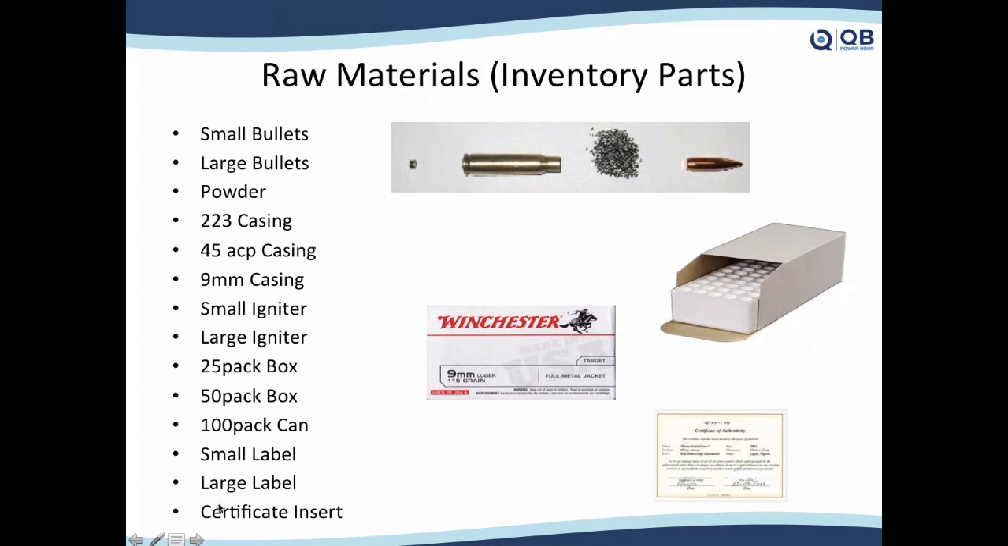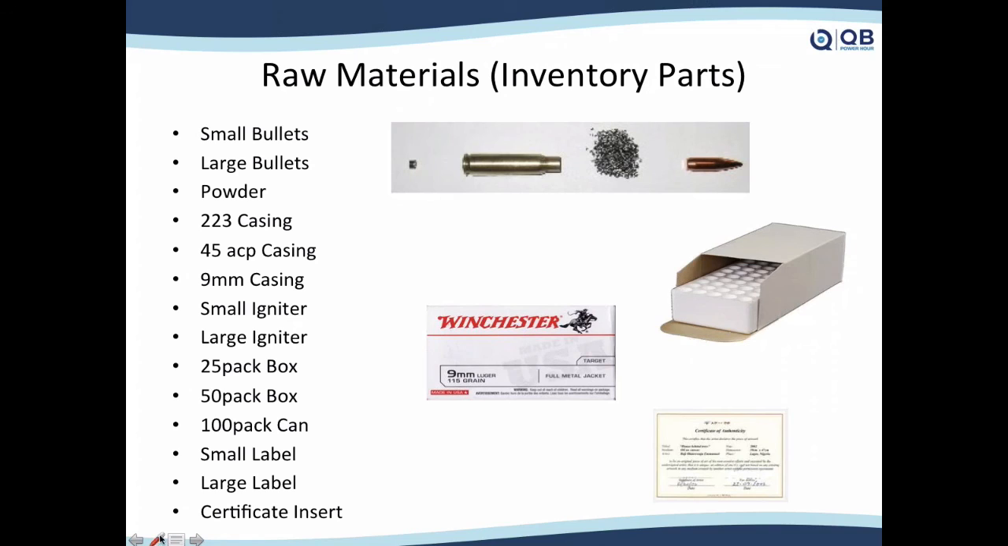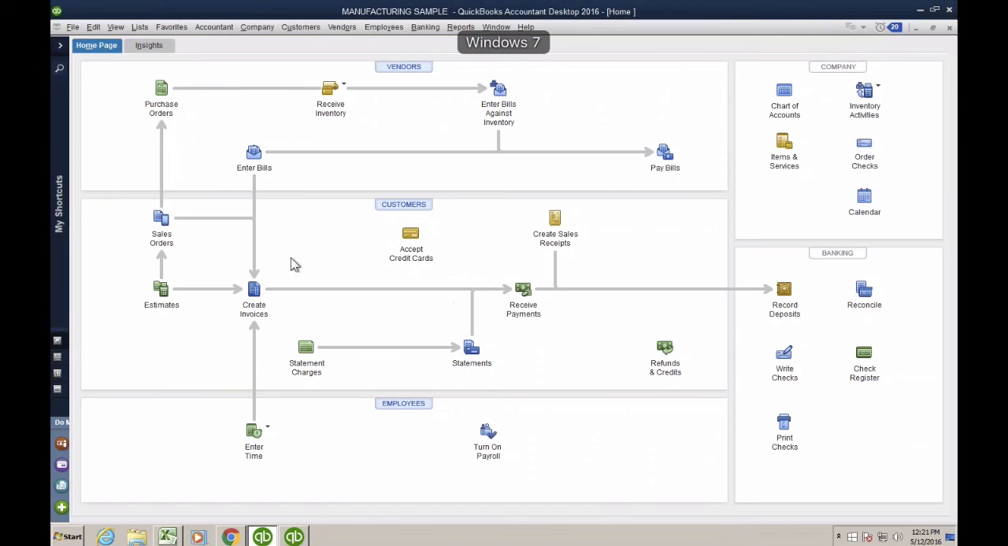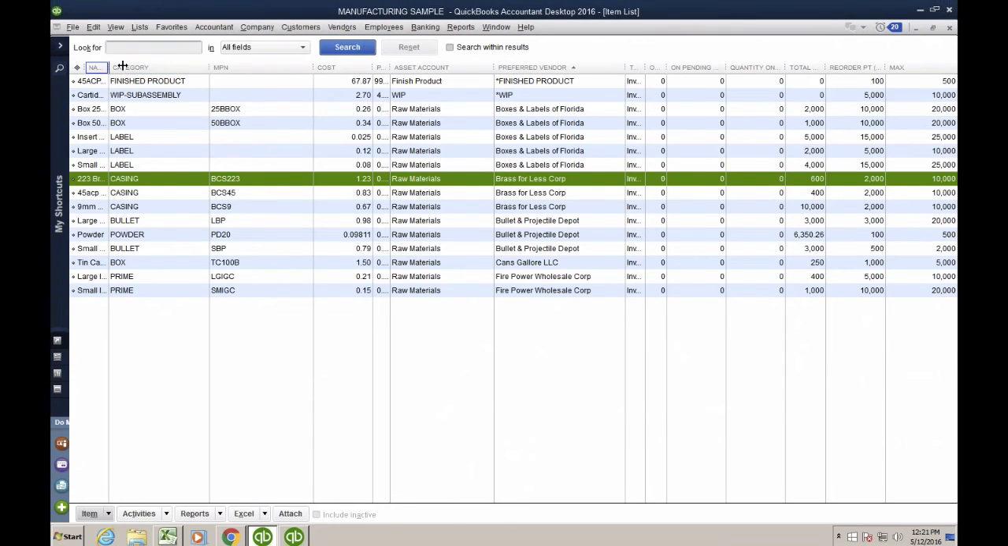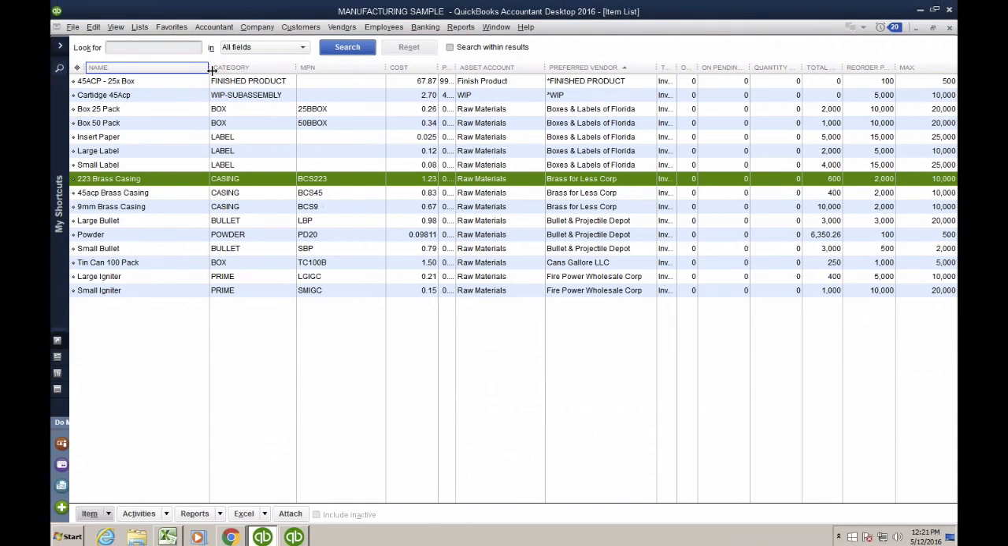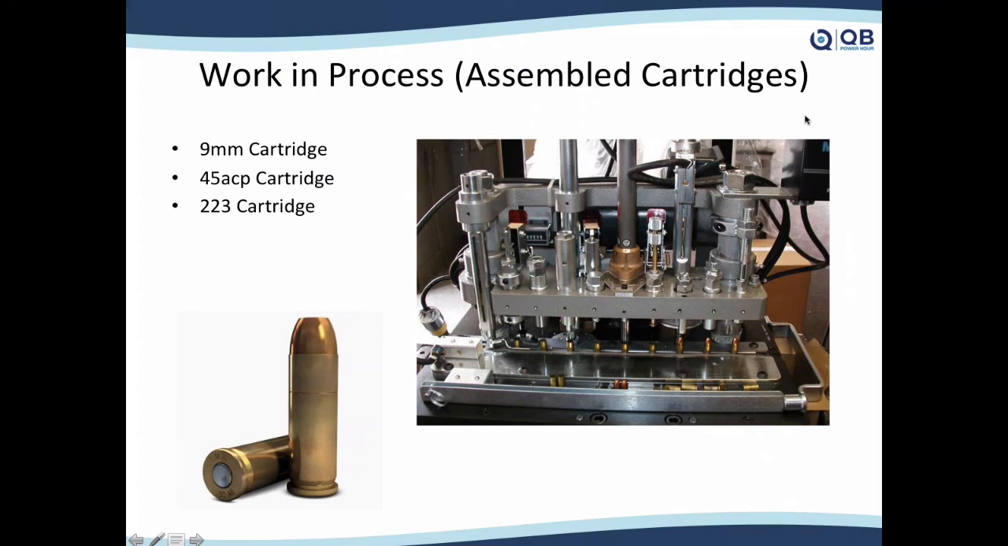So I've created a QuickBooks file that already has all these specific assemblies, I mean, all these components. I'm going to go into my item list here. We're going to dig deep into each of these and see exactly what I did, but I just want to go back to the presentation here and talk about the actual process. First, he puts all these pieces in this machine here, right?